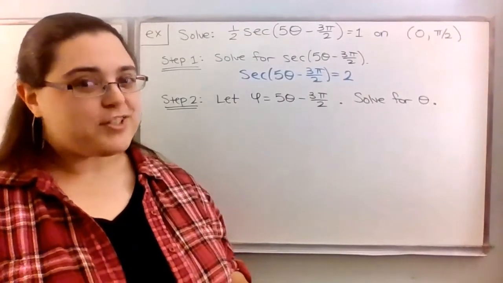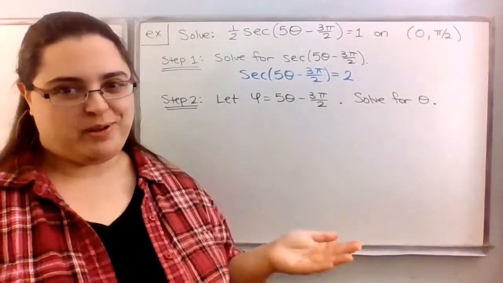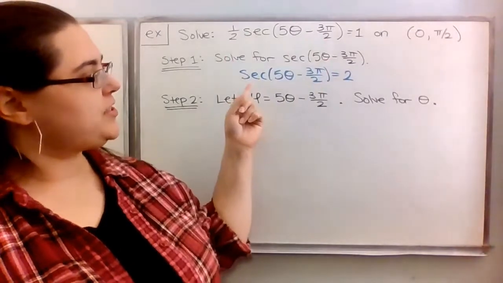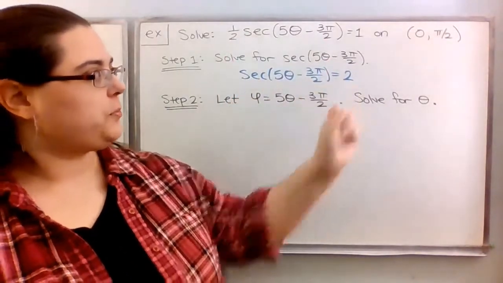All right, so that first step actually isn't too bad. All you have to do is multiply by 2, right? So if you multiply both sides by 2, you end up with secant of the mess is equal to 2.